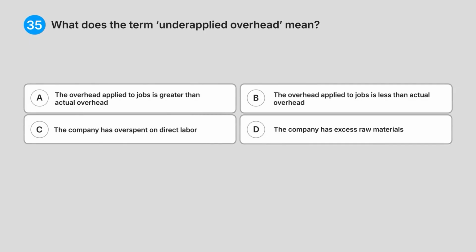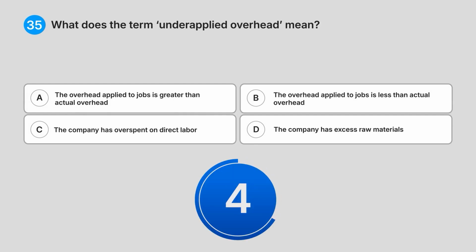35. What does the term underapplied overhead mean? A. The overhead applied to jobs is greater than actual overhead. B. The overhead applied to jobs is less than actual overhead. C. The company has overspent on direct labour. D. The company has excess raw materials. What do you think is the answer?